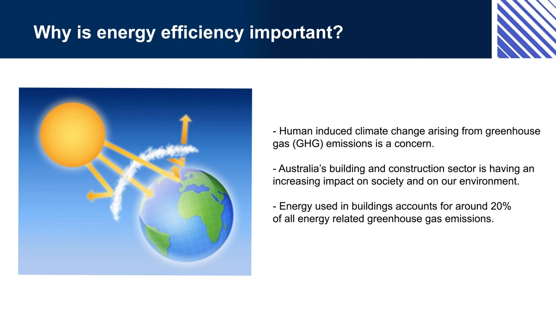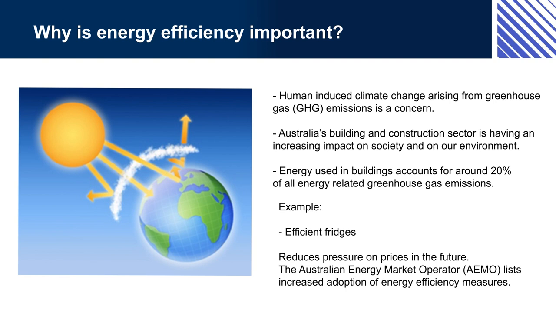Energy efficiency reduces pressure on bills in the short term because households and businesses pay for less electricity while the equipment maintains the same level of service. For example, efficient fridges can have the same features and storage capacity as minimum standard fridges, but will cost less to run. Energy efficiency also reduces pressure on prices in the future because it reduces the need to expand the electricity supply system to cope with increased demand. This means that all energy users can benefit from energy efficiency actions.